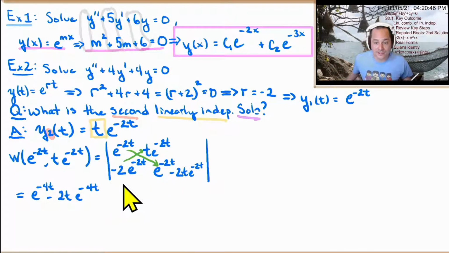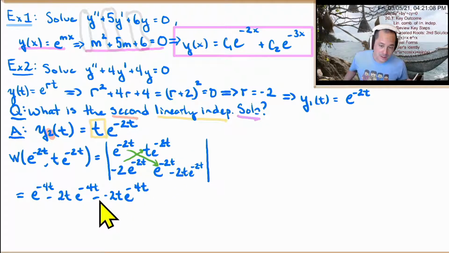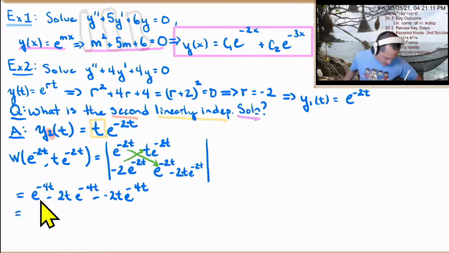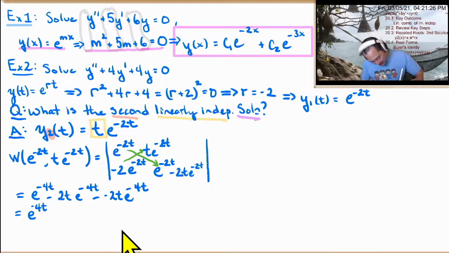And now I go lower left minus upper right. So I go minus negative 2e^(-2t), but then I hit another e^(-2t), so I get a negative 4t total in that exponent. And then I get a t as well, so I get a negative 2t. And then I subtract that term. So e^(-4t) is left. After negative 2te^(-4t) is added to negative 2te^(-4t), those terms cancel. And then I'm left with e^(-4t).